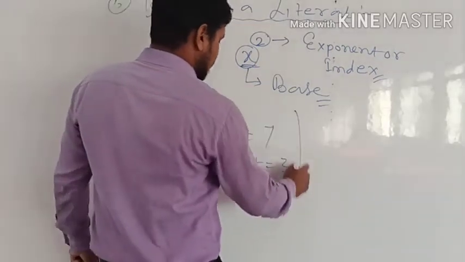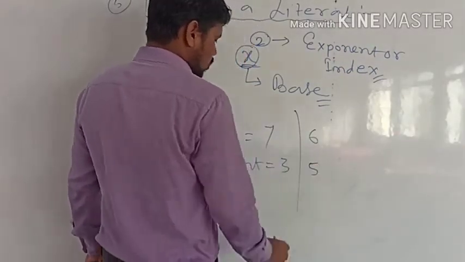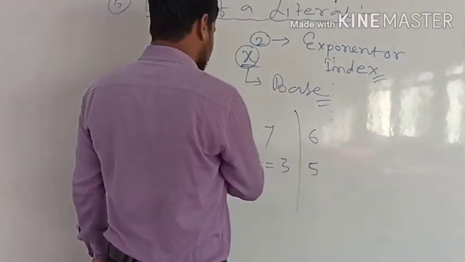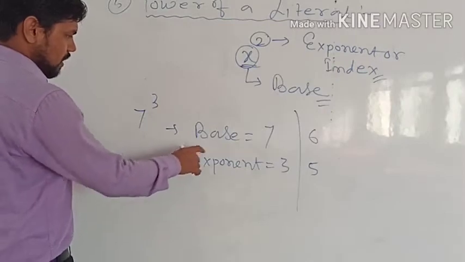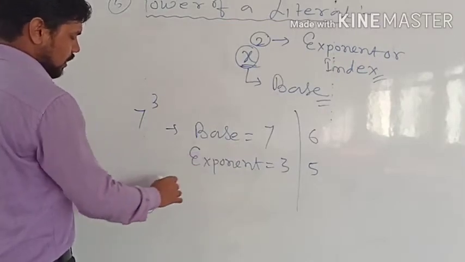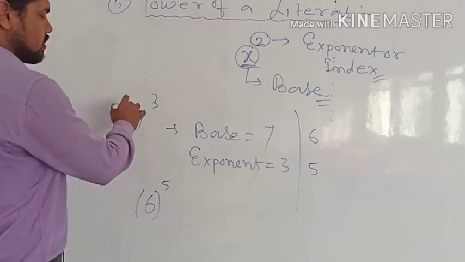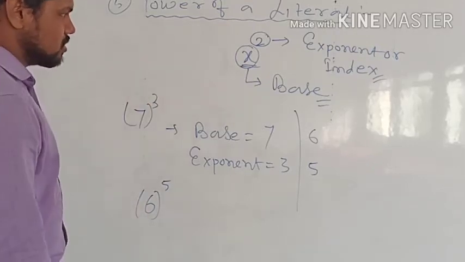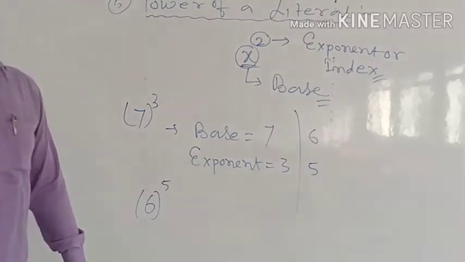Suppose base is given 6 and exponent is given 5. So how can you write this into exponential form? You have to write that base is 6, so 6, and exponent is 5, so 6 to the power 5, right? Like this you can write. So this is the basic concept of power of a letter.